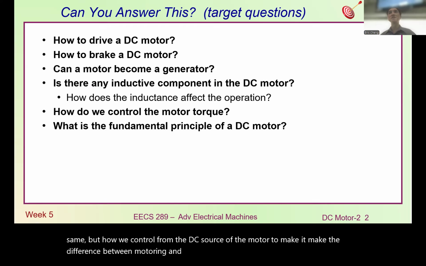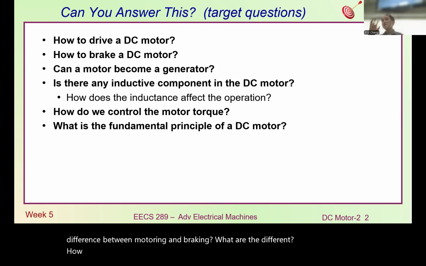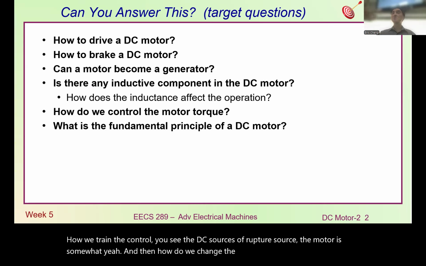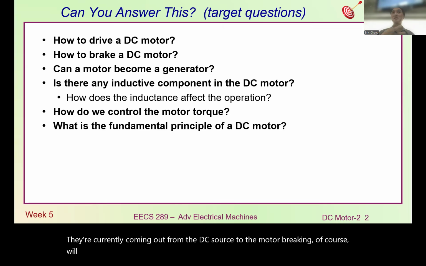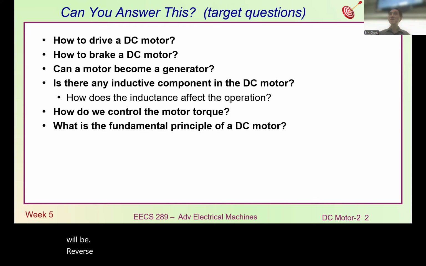What's the difference? The current flow. How do we change the current flow? You see, the DC source is a voltage source. The motor is some winding. And then how do we change the current? Motoring, the current will come out from the DC source to the motor. Braking, of course, will be reverse, right? Yeah, I think so, right? So how do we control them?